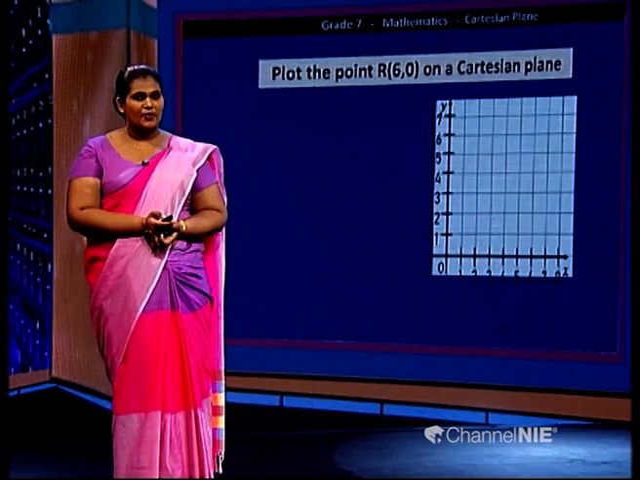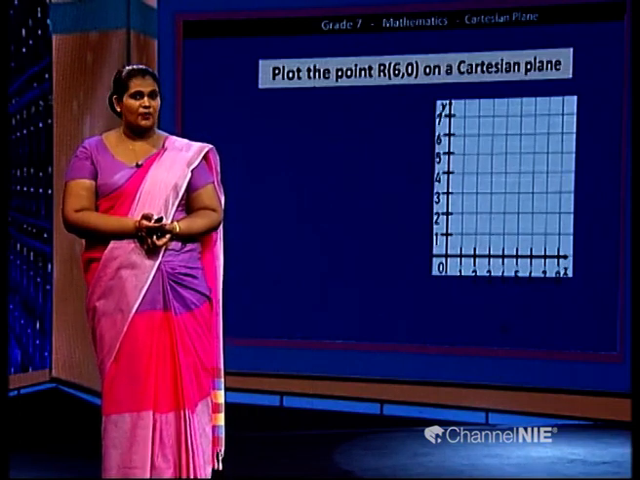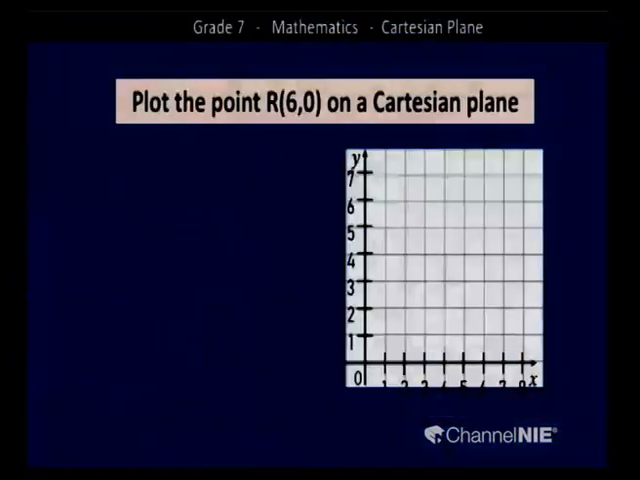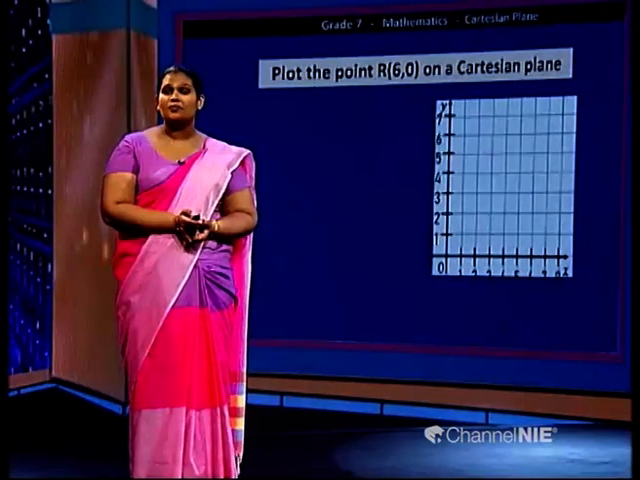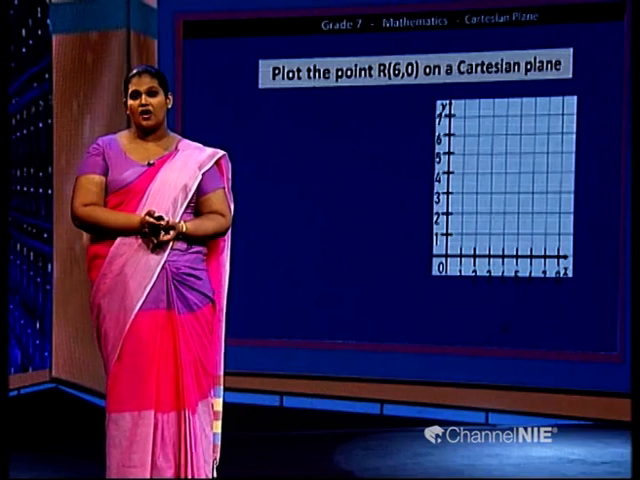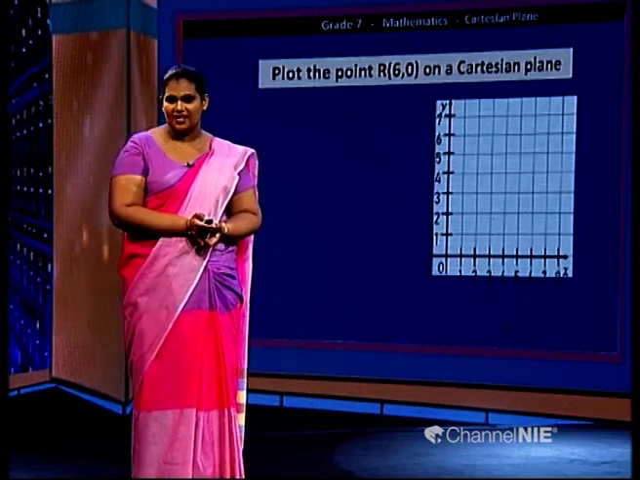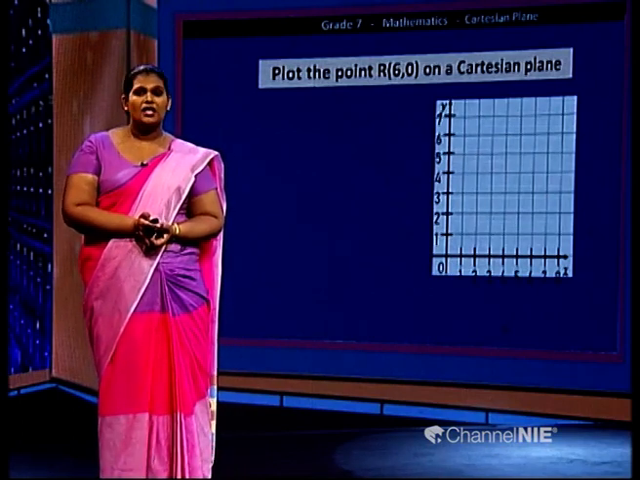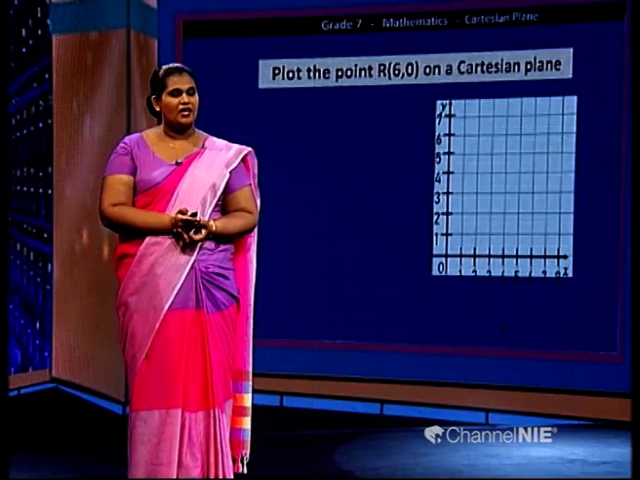Now, the next one is for you. I will read the question, so quickly try to provide the answer for it. Plot the point R (6, 0) on a Cartesian plane. I will say it once again. Plot the point R (6, 0) on a Cartesian plane. Now, the Cartesian plane is given, and it is marked up to +7. So, we will get the coordinates of the point first, understand what is there, and then we will plot the point.